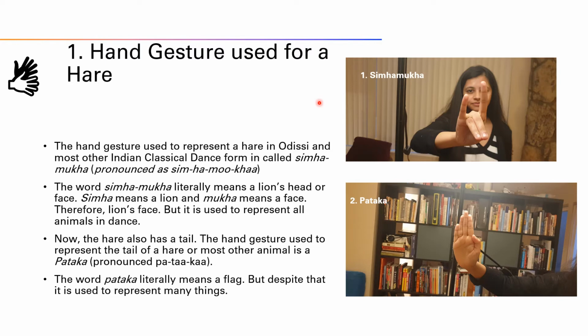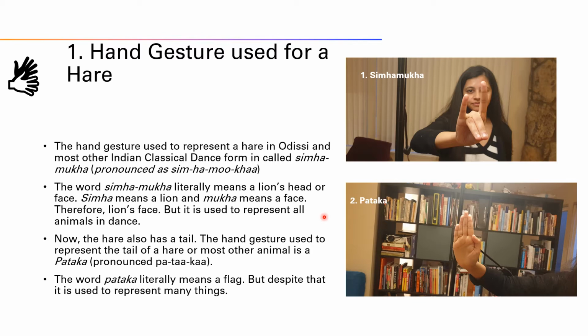Now, the hand gestures used for a hare. The hand gesture used to represent a hare in Odissi and in most other classical dance forms is called Simha-mukha, pronounced, again I'm repeating my pronunciation, Simha-mukha. You can see the right hand side top image is that of the Simha-mukha, the first image. The word Simha-mukha literally means a lion's face. Simha means a lion and Mukha means a face. But despite that, it is used to represent all animals in dance.